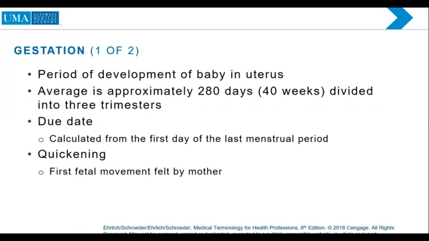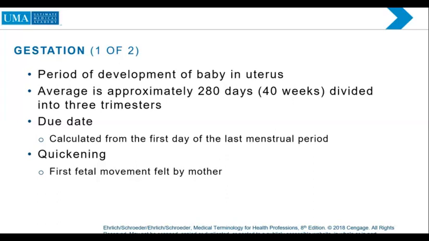Next, let's look at some terms of gestation. The period of development in the uterus is known as gestation. The average time is approximately 280 days, 40 weeks, divided into 3 trimesters. The due date is calculated from the first day of the last menstrual period.